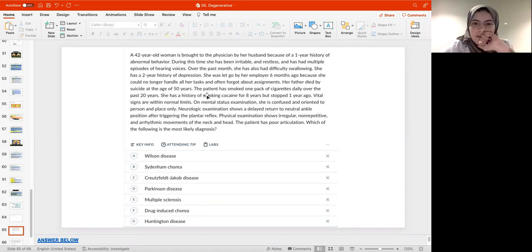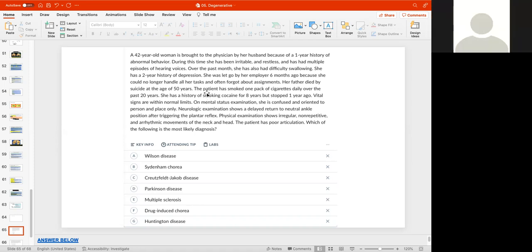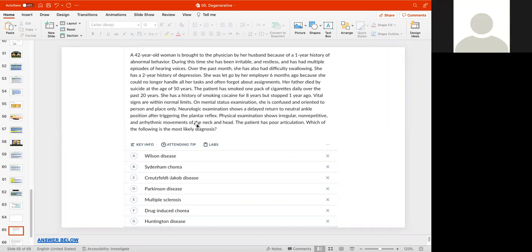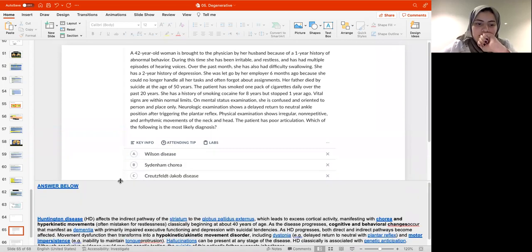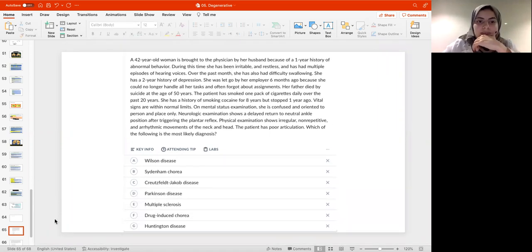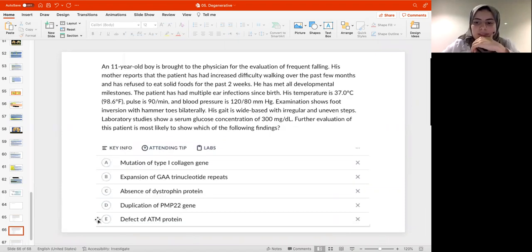Then the ankle position after triggering the plantar reflex. This is dystonia, right? Also, irregular, non-repetitive, and arrhythmic movements. This is the chorea. So this is Huntington. And this is the explanation here. It's an AMBOSS question, as you can see, so I added the explanation here. No confusion with this? We'll go to the next one.